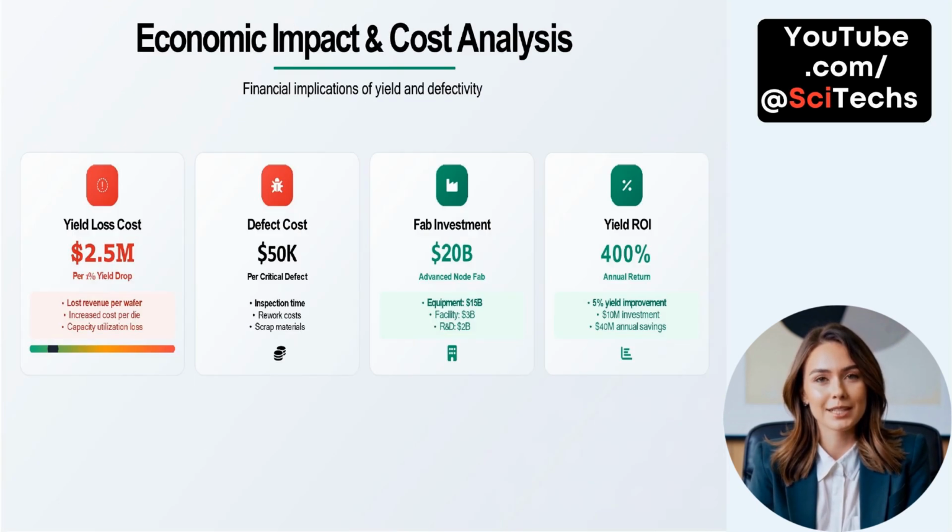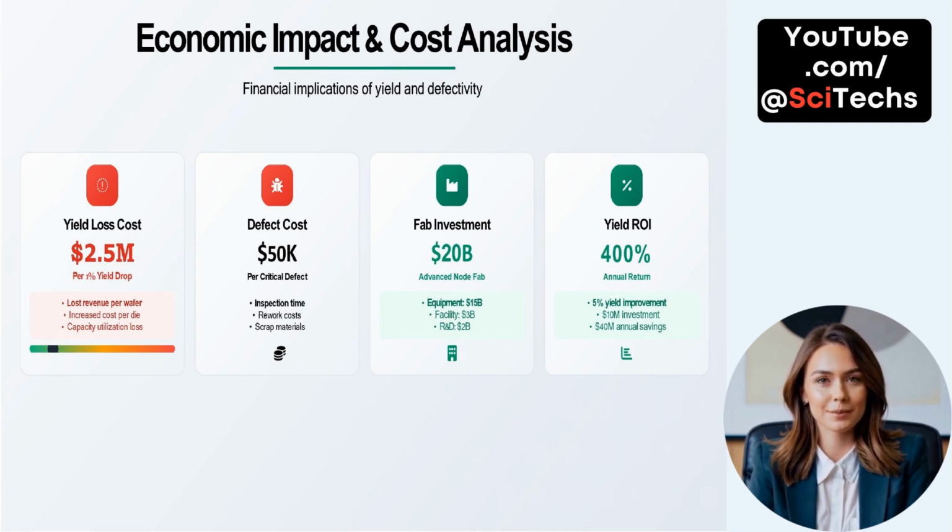Economic impact and cost analysis. Yield and defectivity have direct and dramatic financial implications in semiconductor manufacturing. A 1% drop in yield can lead to a staggering $2.5 million in lost revenue. This loss stems from reduced revenue per wafer, increased cost per die, and underutilized fab capacity. On top of that, each critical defect can cost approximately $50,000. These costs arise from extended inspection time, rework, and the need to scrap valuable materials, impacting both productivity and profit margins.